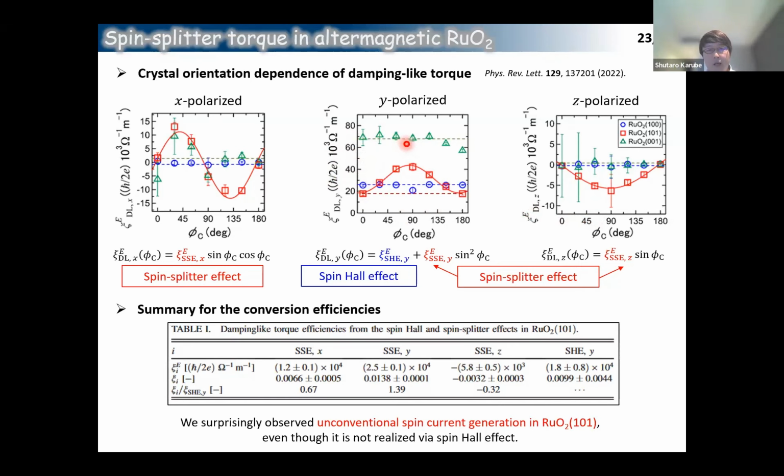Furthermore, the ruthenium dioxide 101, as shown in red color, exhibits anisotropic behavior in response to the change in the angle phi c, which is a significant finding. Additionally, when examining the X and Z components, it becomes evident that ruthenium dioxide 101 displays both finite and anisotropic behavior. These results indicate the presence of both the spin Hall effect and the spin splitter effect. Surprisingly, the magnitude of the spin splitter effect is comparable to that of the spin Hall effect. So this is a substantial discovery that contributes to a better understanding of spin current generation in ruthenium dioxide-based systems.